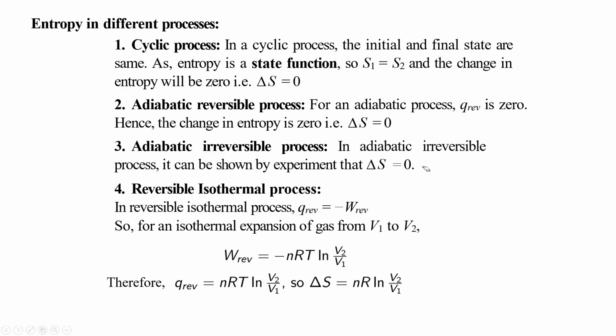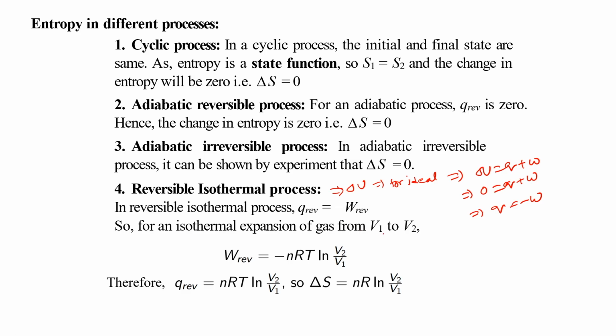Now the reversible isothermal process. We know for a reversible isothermal process delta U is 0, for an ideal gas. As we mentioned, for an ideal gas when temperature is constant, that is an isothermal process, delta U is always 0. We know delta U is Q plus W. Since delta U is 0, we get 0 is Q plus W, so Q is minus W. That's what we are getting here.